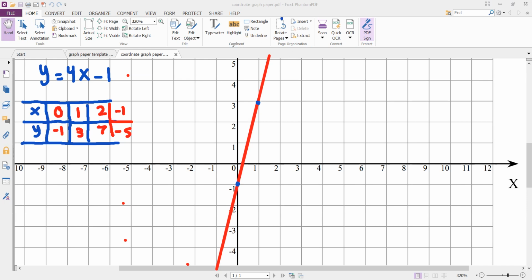And -1 and -5 is here. Join them up and you will get a line. This line has a gradient or a slope. What is the slope of this line?